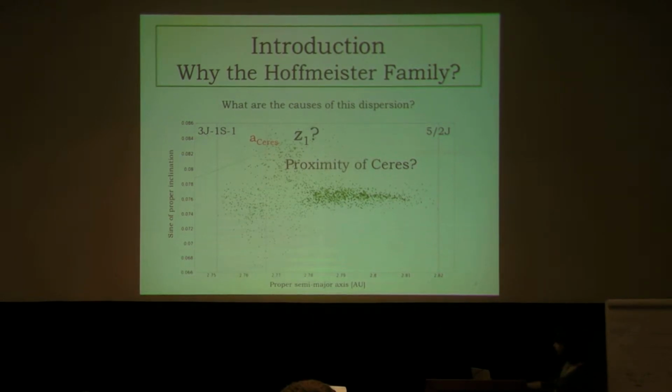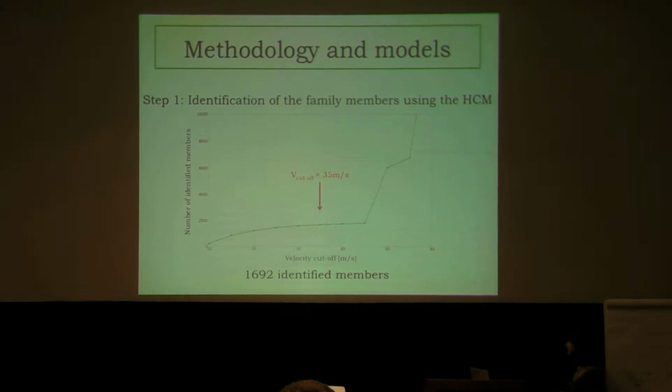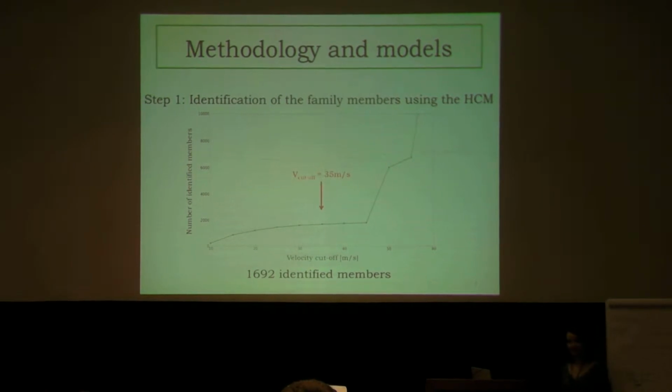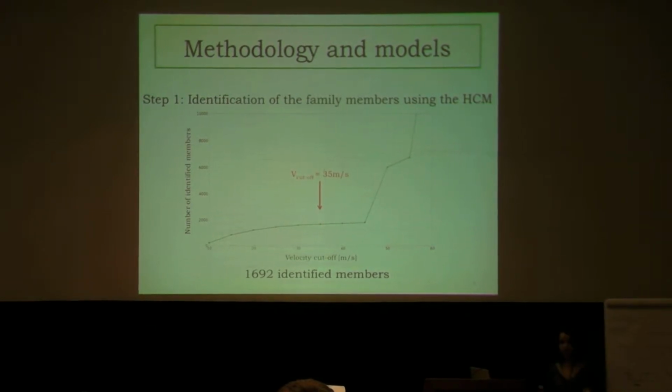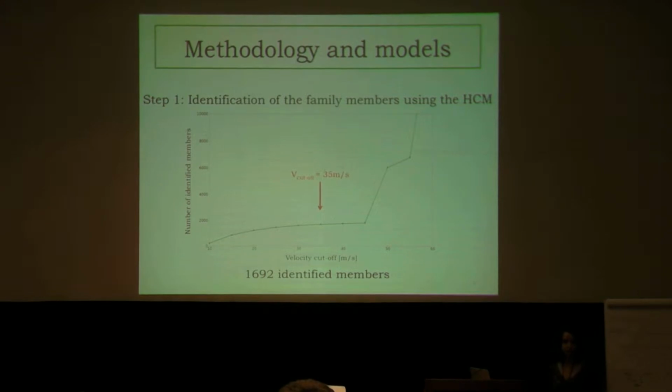Now, let's move on to our methodology, which can be described in 4 main steps. The first one, of course, is the identification of the family, and for this we used the well-known hierarchical clustering method. To choose a reasonable velocity cutoff for our study, we selected the middle value in the range of velocity cutoffs giving a similar number of members, so 35 meters per second, and identified about 1,700 members.